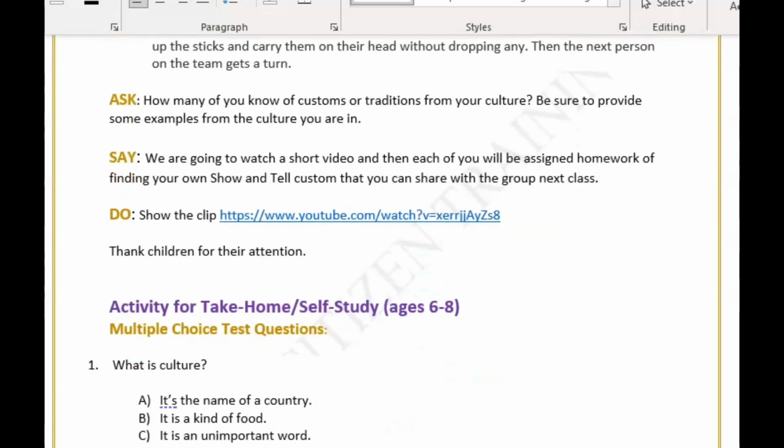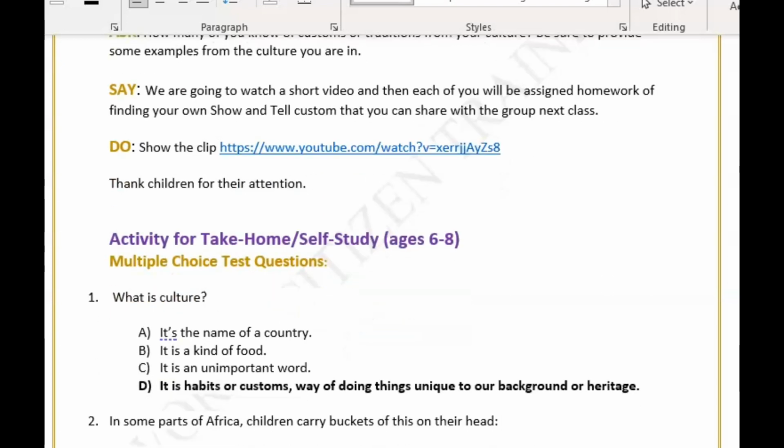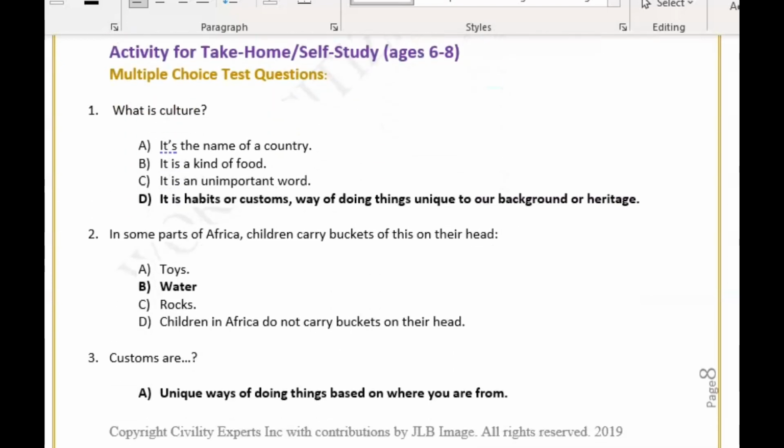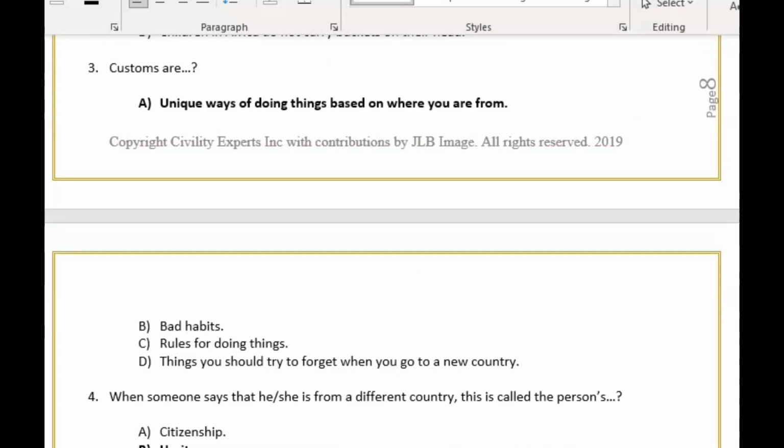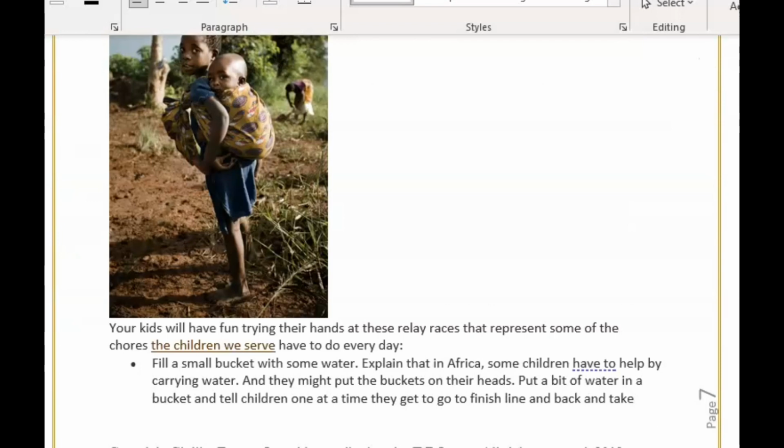Then you can show the video and ask children to come to the next session prepared to show and tell. For older children, there is a quiz here that you can give them as a take-home, or you can do it in class. So once again, the lesson probably won't take more than an hour, but we encourage you to have fun with it. It's meant as a lighthearted way to introduce the concept of culture and to get children excited to talk about their own culture and heritage.